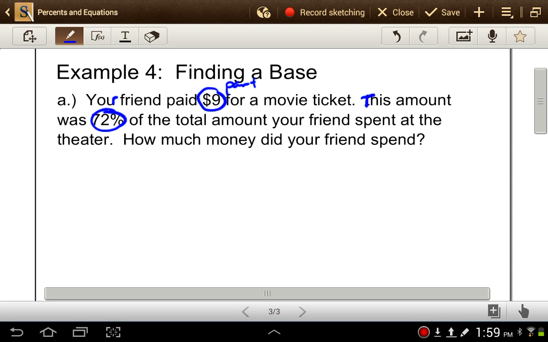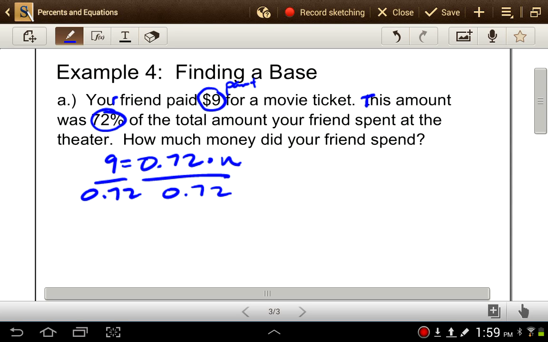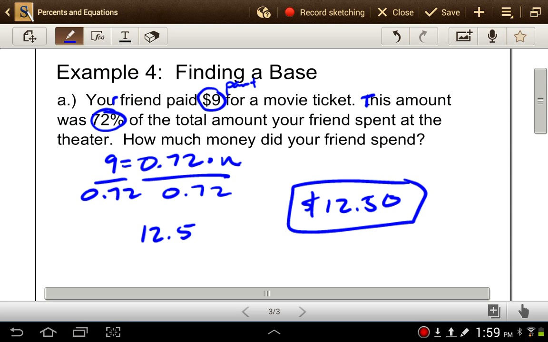So I'm going to take 9 equals 0.72 times my variable, my base. I don't know what my base is. The part I know I spent, and then the percentage that represents. I'm going to solve this by dividing both sides by 0.72. When you divide those, 9 divided by 0.72 is 12.5. So my answer is $12.50. And that is how you find that.